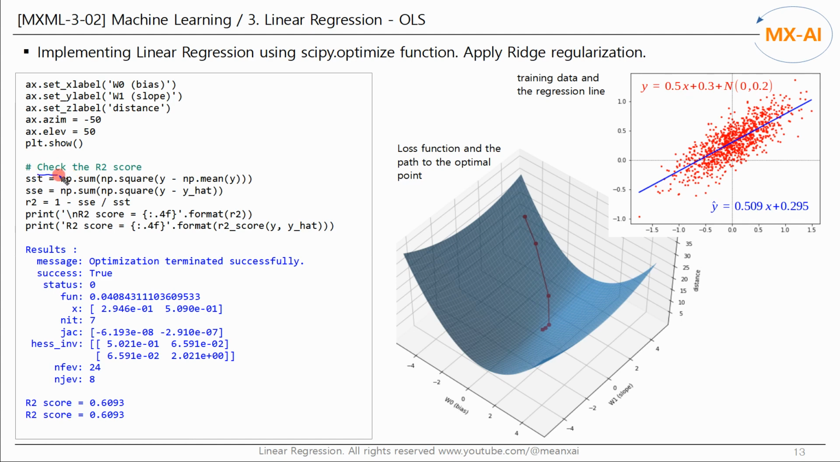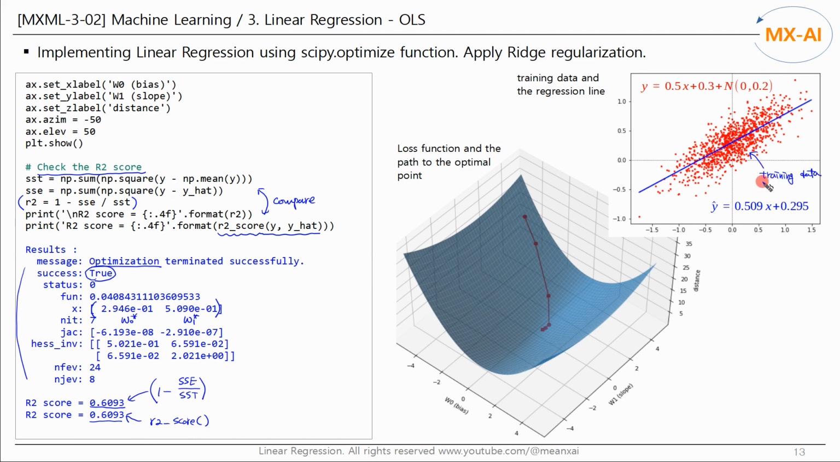And finally, check the R-squared score. First, let's use the formula we saw in the previous video. Then let's use scikit-learn's R2 score function and compare the two results. The optimization result is as follows. Successfully converged to the optimal solution. The optimal solutions are like this. And the R-squared calculated with this formula is this value, and the one calculated with the R2 score function is also this value. The two results are exactly the same.